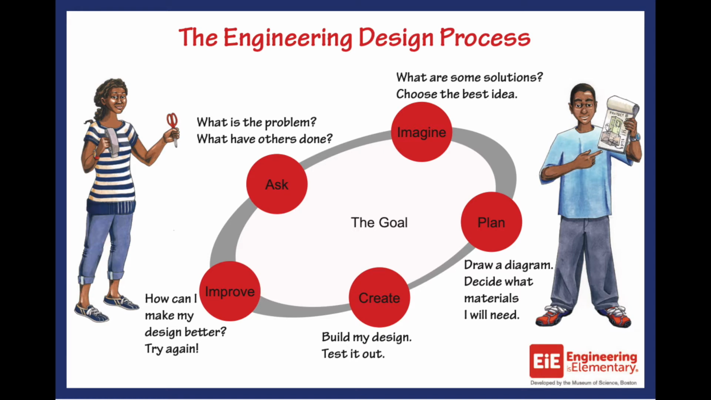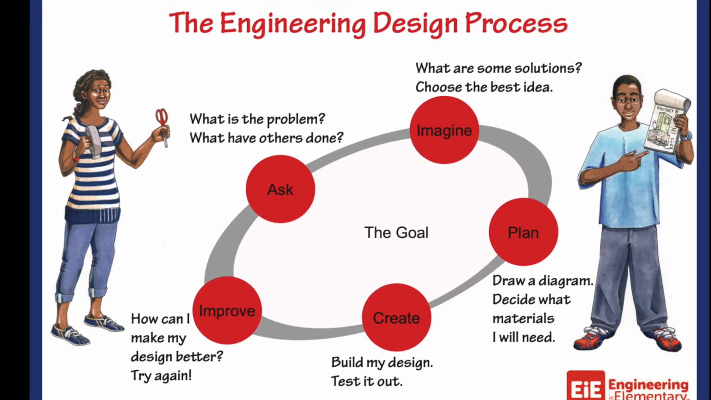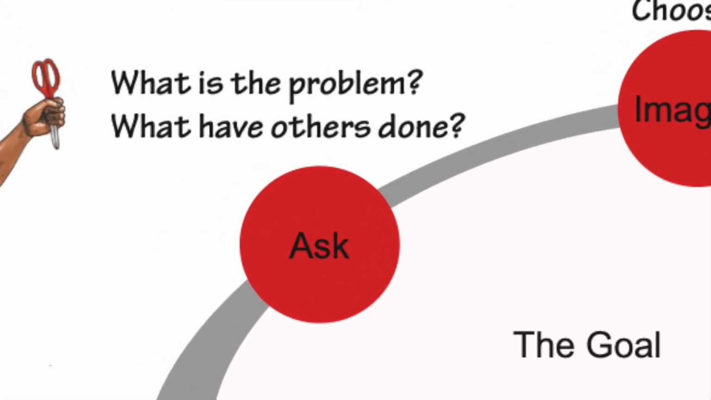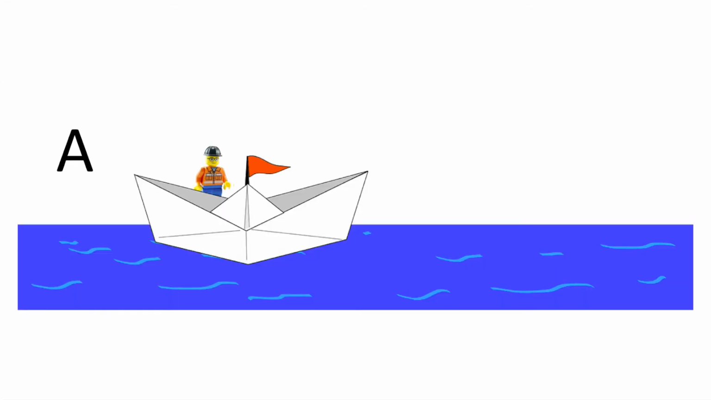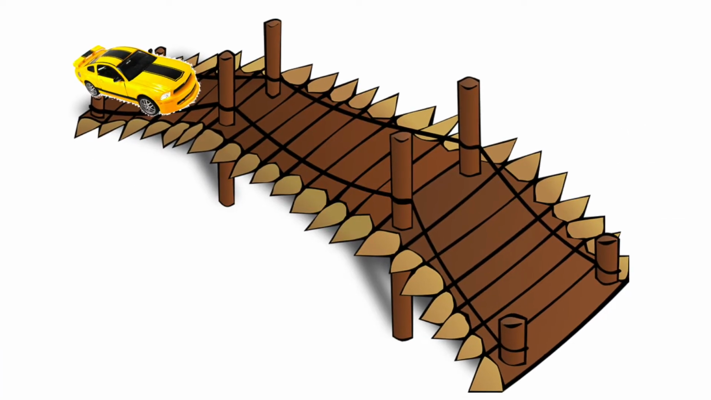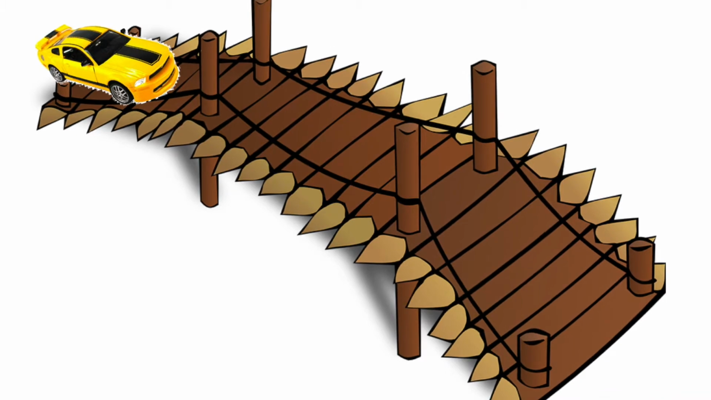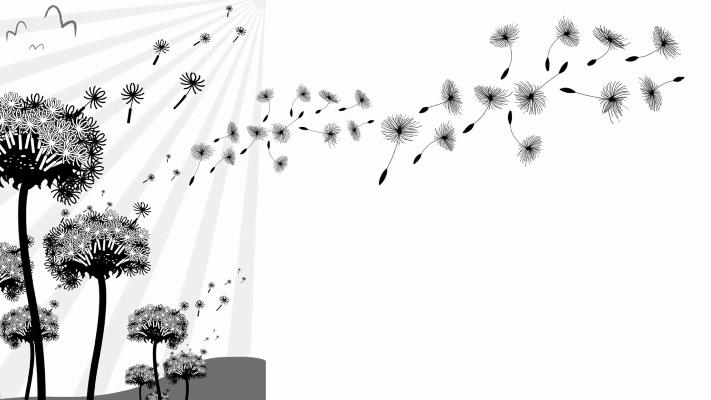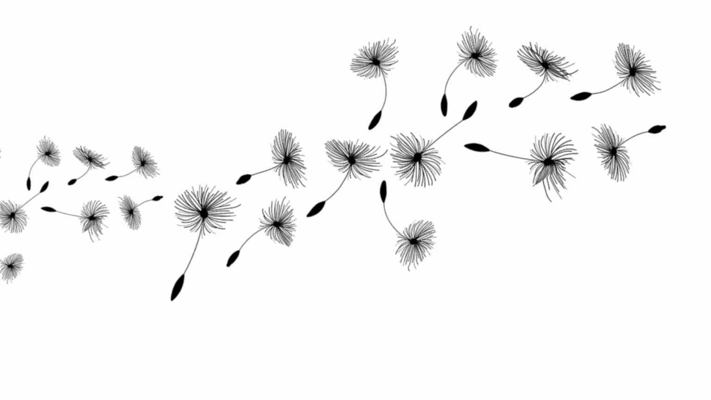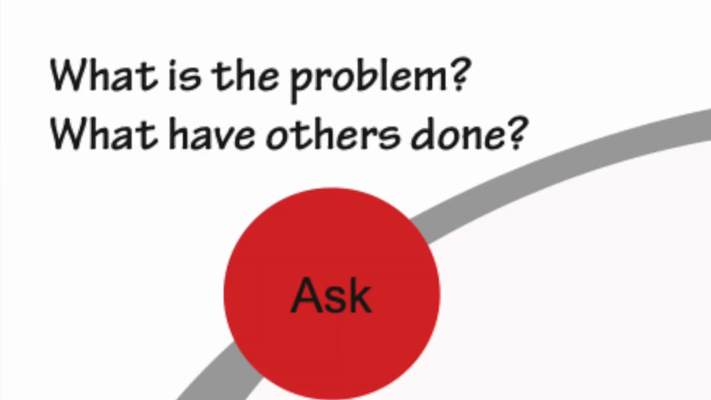Really, for every engineering project, there is a question or a problem you're trying to figure out a solution to. And so it's really thinking about, okay, what are we trying to accomplish? What problem are we trying to solve? And it could be building a boat that's big enough to move your Lego person from point A to point B. Maybe it's building a bridge that'll carry a toy truck. Maybe it is building a seed dispersal device. It could be whatever you're looking for. And so really that first question is driving the whole project.